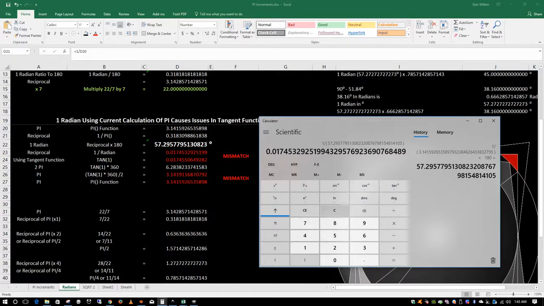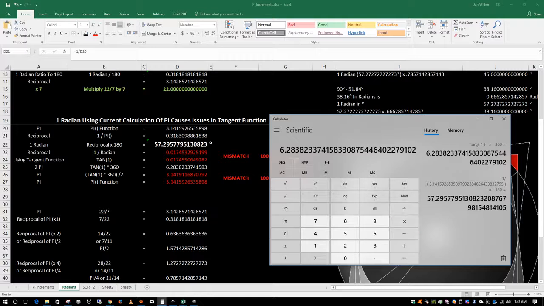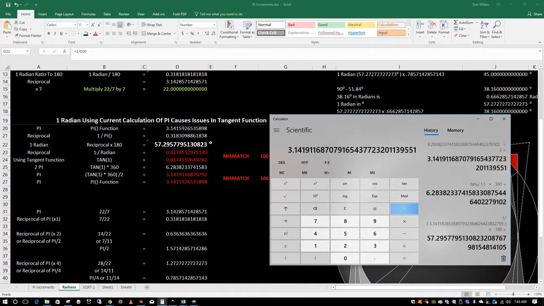So therefore, if we take a look at the tangent of 1 degree, and if you notice, it looks roughly the same, right? But if we take that number and multiply that number times 360, it looks like 2 pi. But it isn't. It's not 2 pi. It's a mismatch. If we take this right here, which is the tangent of 1, and we multiply that times 360, we get this number, which looks like 2 pi. We divide that by 2, and we get this number.